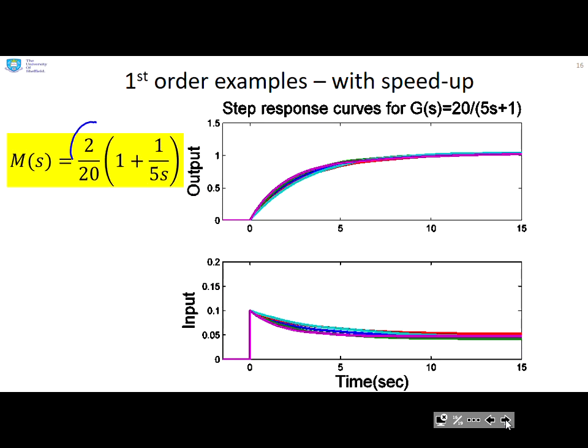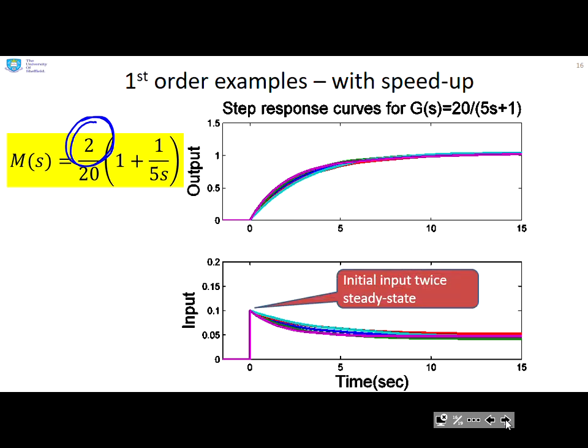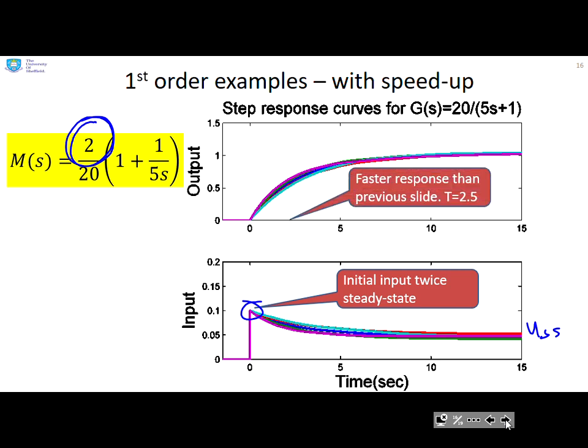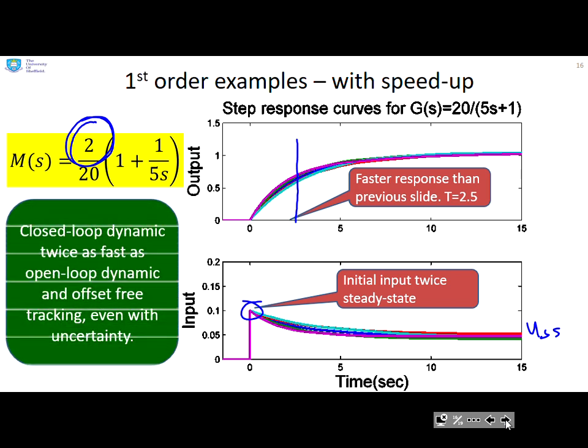What about speed up? So you'll see here, I've said I want a speed up of a factor of 2. Same system, and you can see the initial input is now twice the steady state. So the steady state is down there, and the initial input here is twice as big. So that makes my transients twice as fast. And if you look at the implied time constant here, you can see it's twice as fast as on the previous slide. So the closed loop dynamic is twice as fast as the open loop dynamic, again with offset free tracking and even with uncertainty.